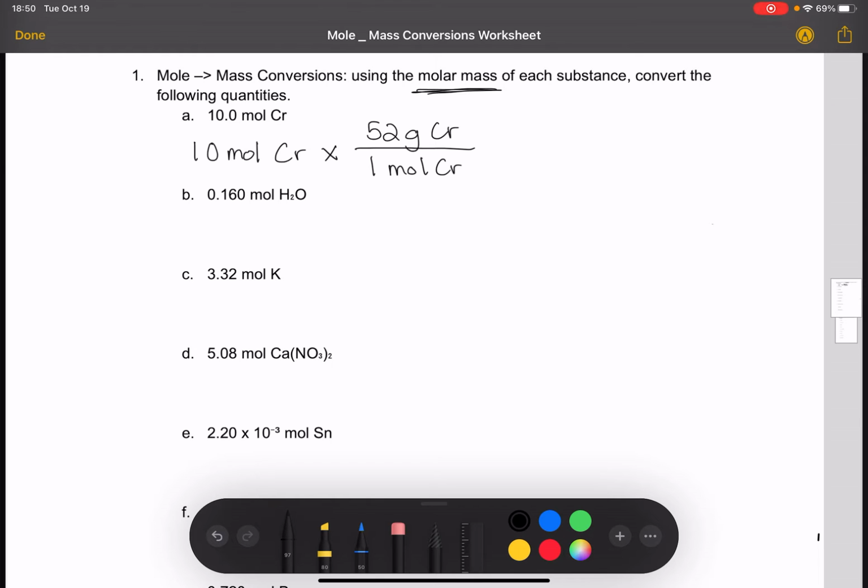So now that I have this set up, I'm going to cross out these units because they cancel out. And then I'm going to multiply the 10 times the 52 grams of chromium. 10 times 52 is 520 grams of chromium in 10 moles of chromium. All right, that is my answer. So let's move on to H2O.